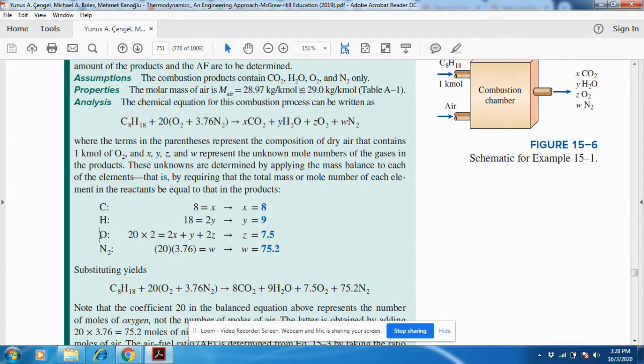Similarly, we are going to write a balance equation for oxygen. Once again, we have to be careful that if we consider oxygen to be monatomic, then we have to consider it monatomic on the reactants and monatomic on the side of products as well.